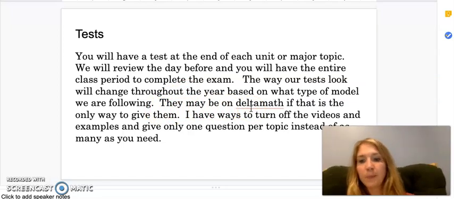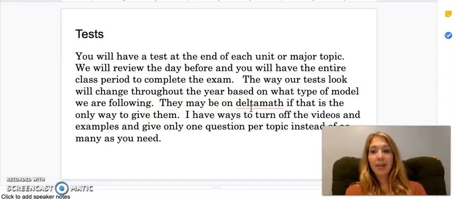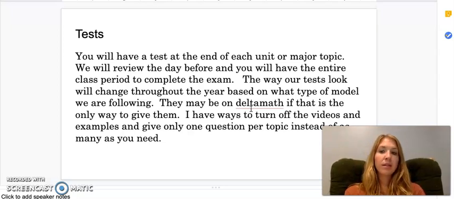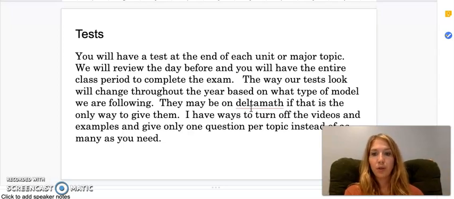And basically, if you have a test on Delta Math, I know how to set them up so you can't see videos, you can't see examples, you only get one question to try. So it'll just be like a regular assignment. You'll know it's coming because I'll have a similar review. It's just you won't be able to do multiple questions to get full credit.